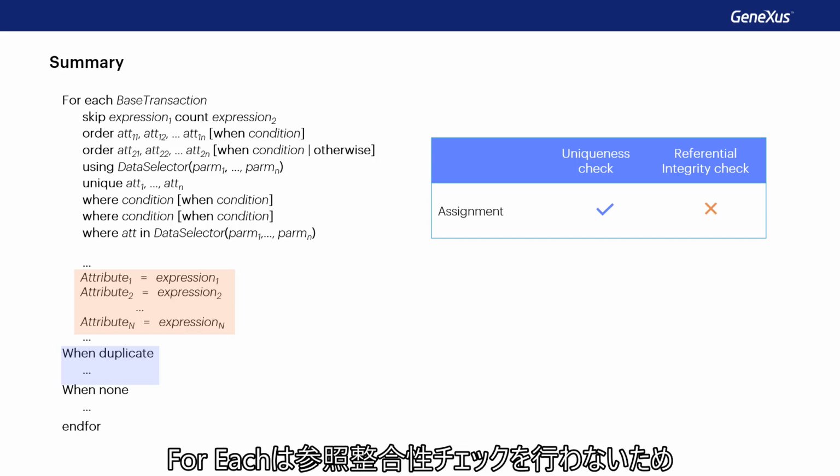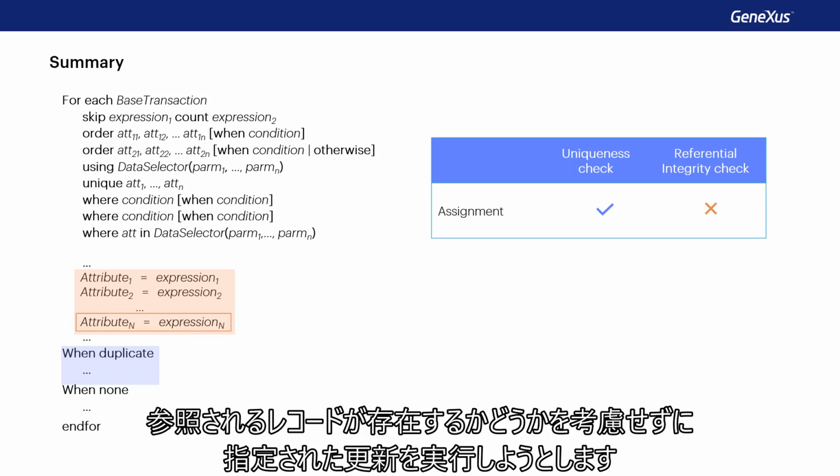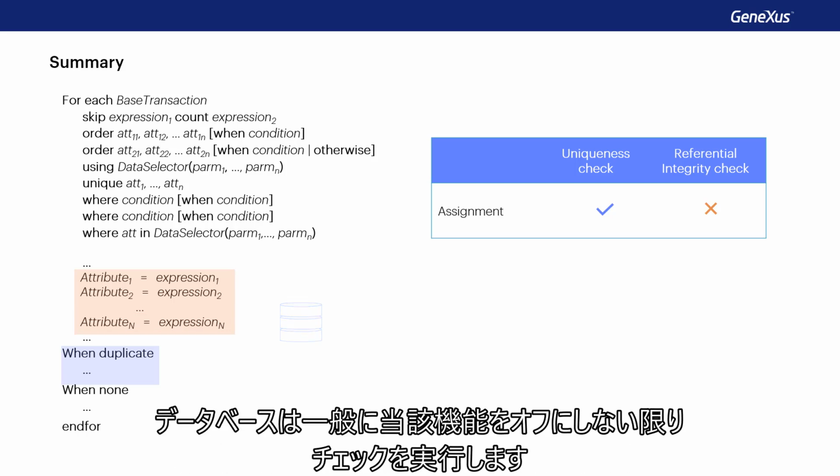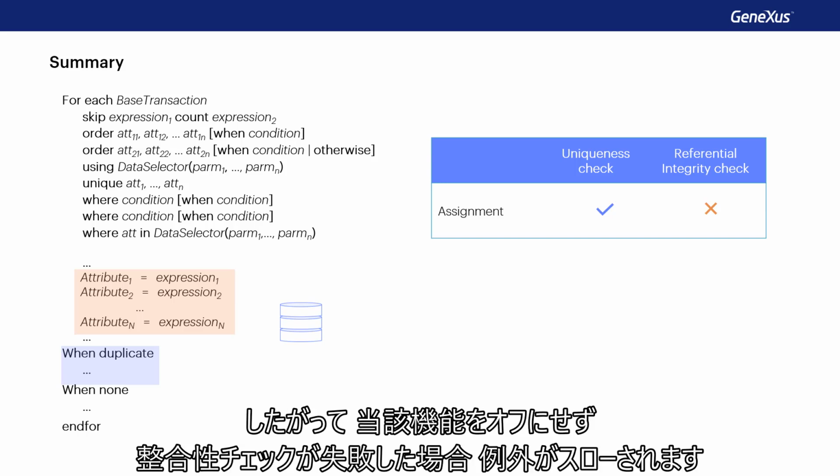We know that the for each doesn't make a referential integrity check, so it'll try to perform the update that has been specified without taking into account whether the referenced record exists or not. This is for performance reasons, but databases in general do perform the check unless we turn off that feature. So, if we don't turn it off and integrity fails, they'll throw an exception.